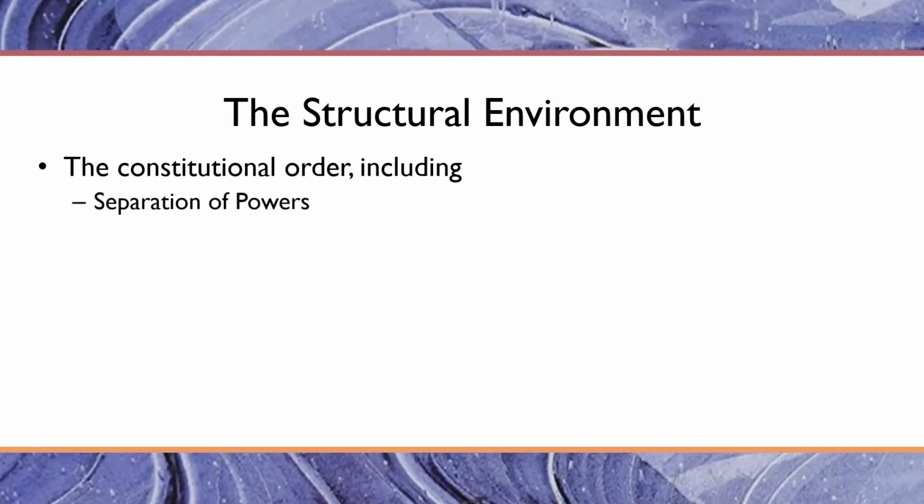The separation of powers, that is the separation of governing powers into the three branches of government, the legislative, executive, and judicial. That's more finely drawn in the United States Constitution than it is in some other countries. A second feature of our constitutional order, and therefore the structural environment, is federalism. And the third feature that I want to add that I don't hit that hard in the chapter, but I think it's important to add now, is the rule of law.